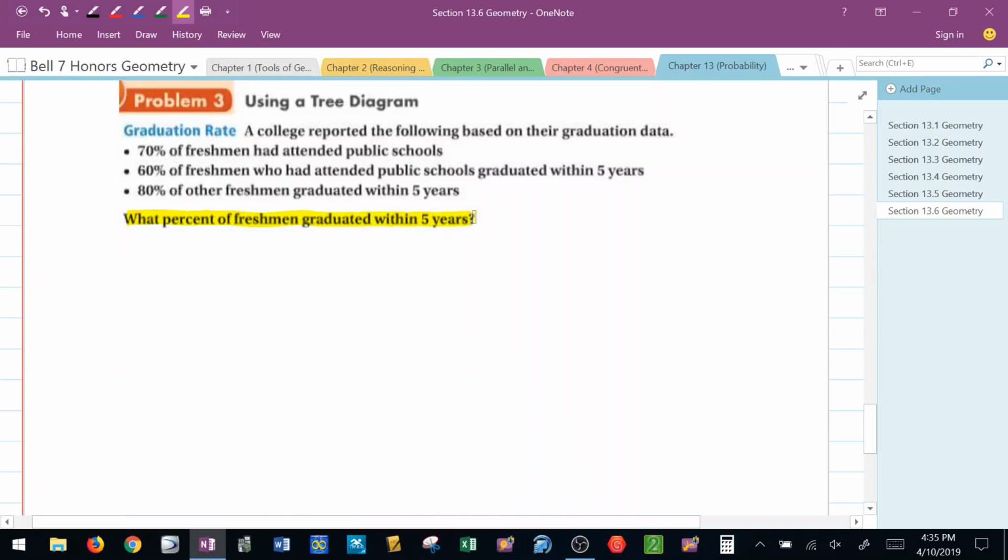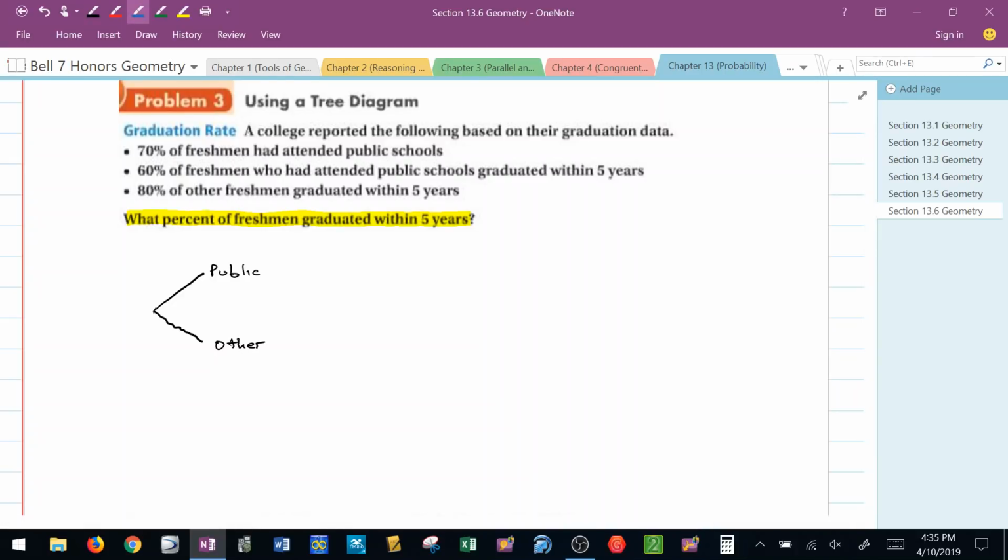Well, there's a slew of data here. You either went to a private or a public school, okay, and then you either graduated or you did not graduate. So the way to do this is to organize your data. The first thing I'm going to do is organize where the freshmen came from. They either came from a public school or from the other.